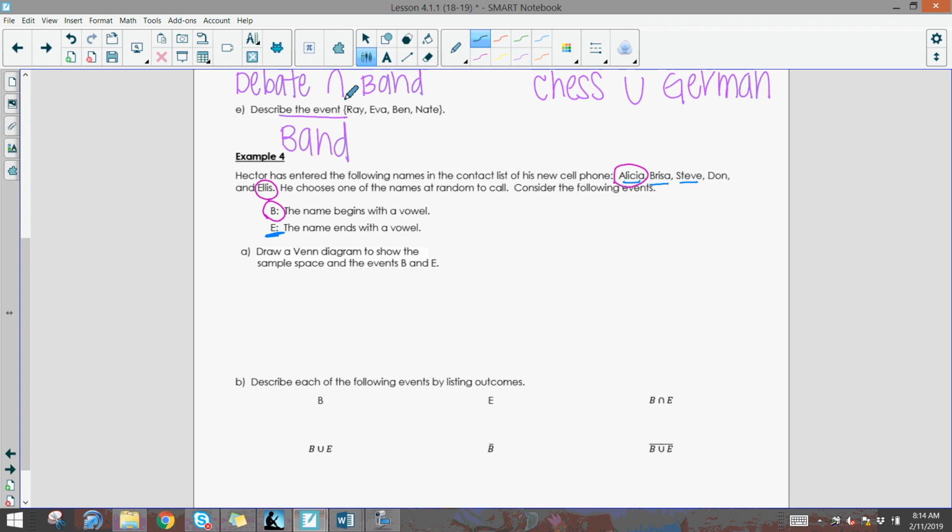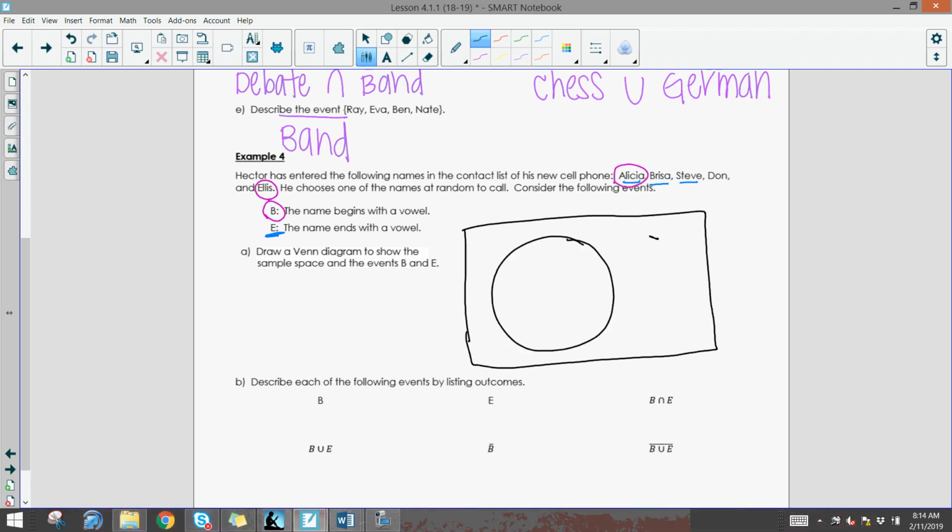This says draw a Venn diagram to show the sample space. Okay. So you guys, when you draw a Venn diagram, you need to draw a rectangle that represents your sample space. And then again, you have your two circles that overlap. This we'll call event B. This will be event E. So remember, this is everything that is just B. This is everything that's just E, but the middle is the and. Okay, so that's the overlap. And then the outside is where they don't fall into B or E. So it says draw a Venn diagram to show the sample space and the events B and E.